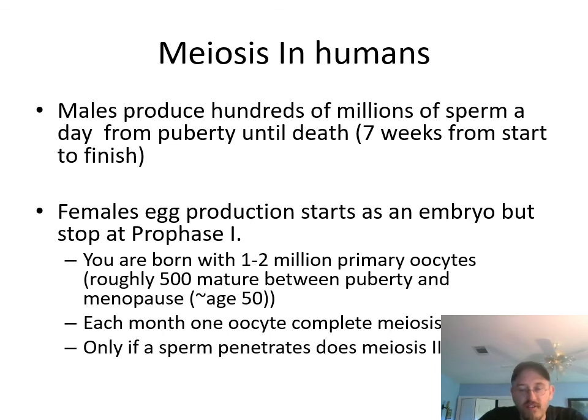Each month, one of those oocytes completes meiosis 1. Meiosis is divided into two phases, meiosis 1 and 2. Meiosis 2 only happens if a sperm penetrates the egg. In men, it's just boom, boom, boom, boom. But in females, you start when you're in the womb. Then each month, one of them continues a little ways and stops. And then it only finishes if a sperm penetrates that egg, and then it continues to divide, and then egg nucleus and sperm nucleus fuse, and you get a zygote.